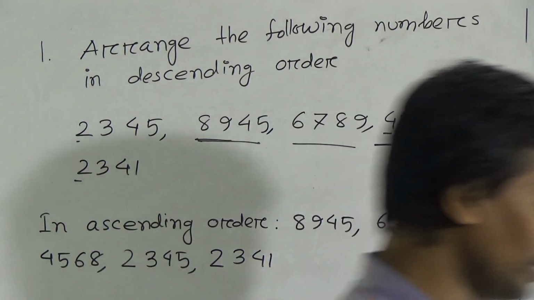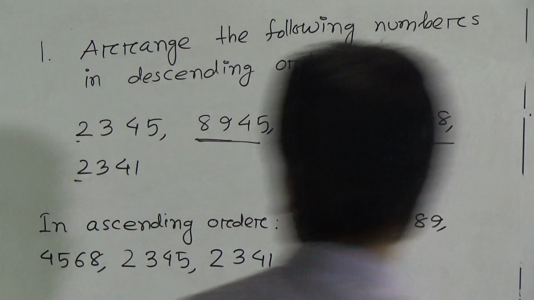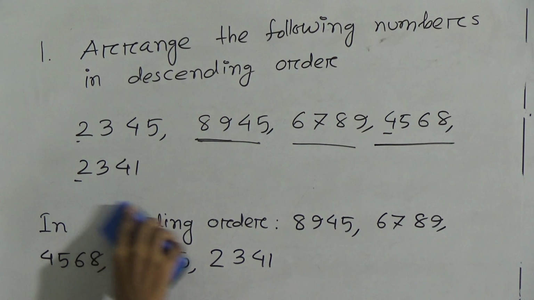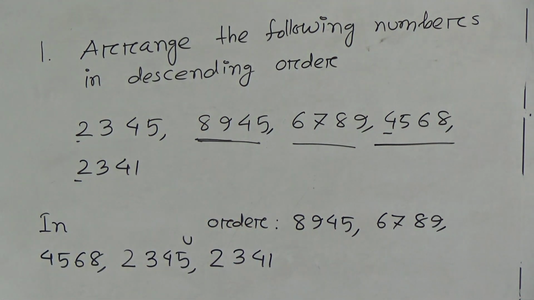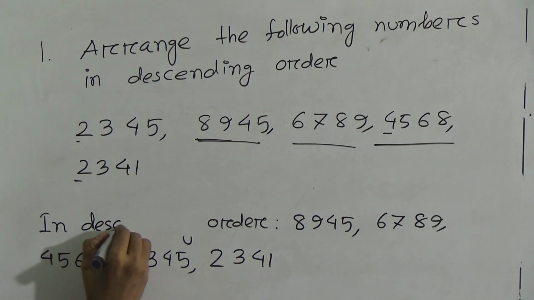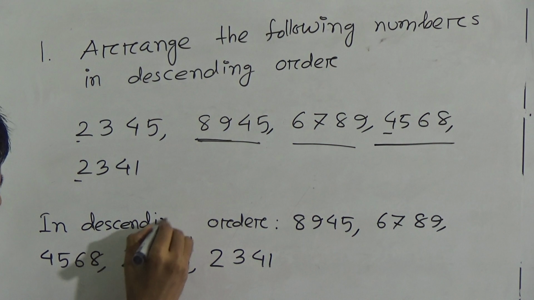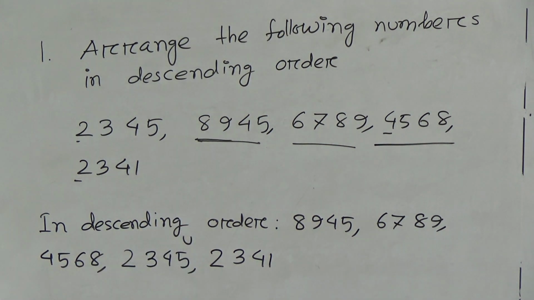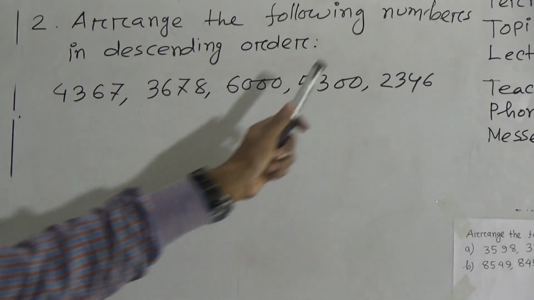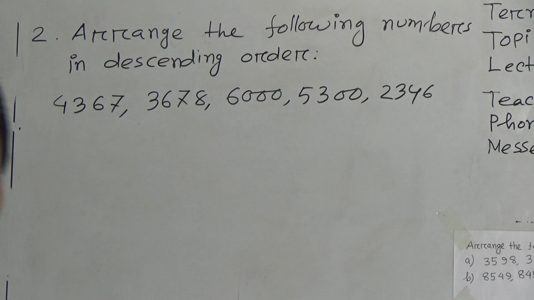Dear student, you look carefully that I have arranged the numbers in descending order. Okay? Right here, descending order. This is the order in descending order, right? In descending order, that means greater to smaller. Okay, you have to arrange the numbers from greater to smaller. Now question number 2, you see, arrange the following numbers in descending order, that means greater to smaller, right?